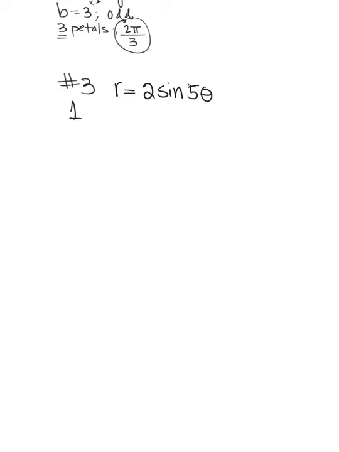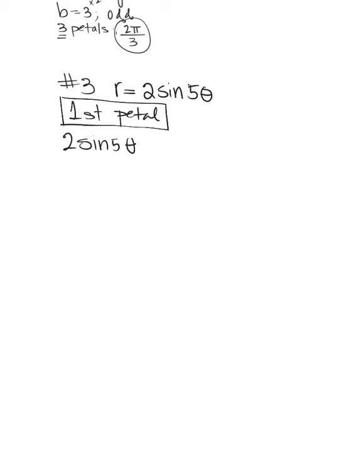So I always want to find the location of that first petal that has a radius equal to the coefficient. So my equation is 2 sine 5 theta. But then I'm going to take that value of r, which is 2, and substitute it in. So then this would be equal to 2, and then solve that equation. So I'm going to divide both sides by 2. So sine of 5 theta is 2 divided by 2, which is 1.